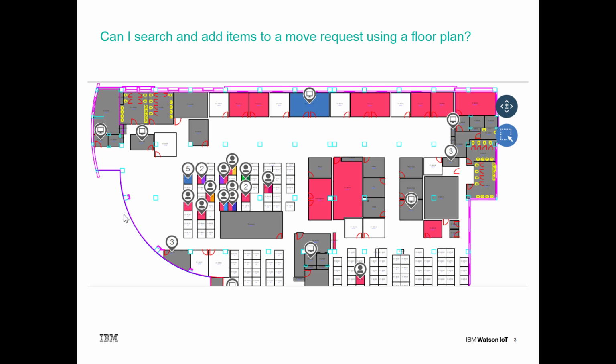So let's start. When I create a group move request, my first step is to search and add the items that I want to be moved. I can search for persons, for assets, for equipment, and rooms. When I am searching for rooms, can I select the rooms using the floor plan? Or do I have only the option to search the room and select it from a result list?